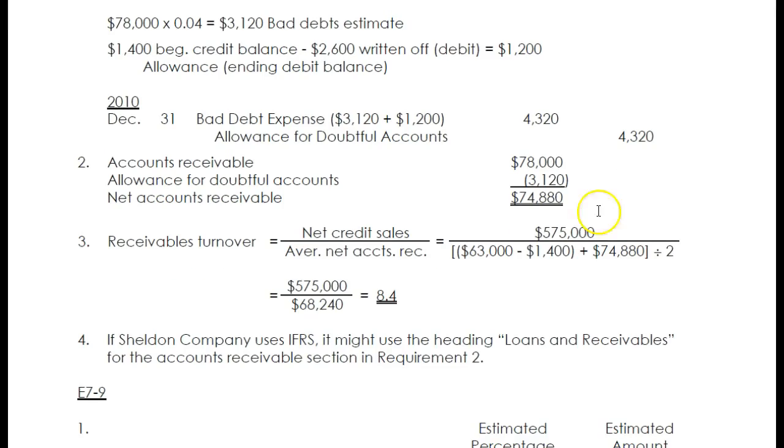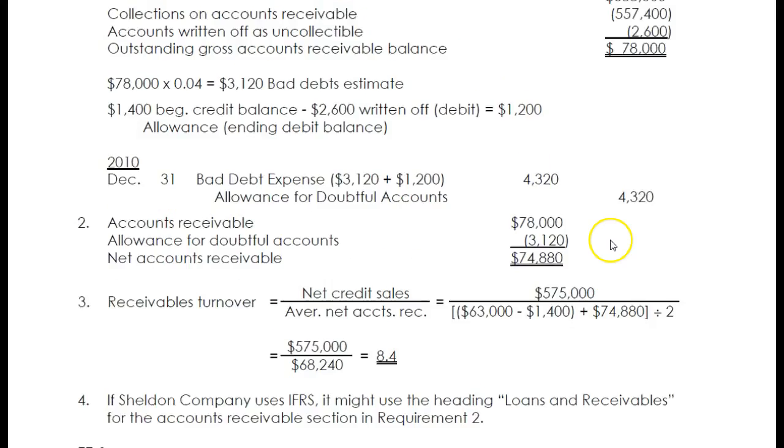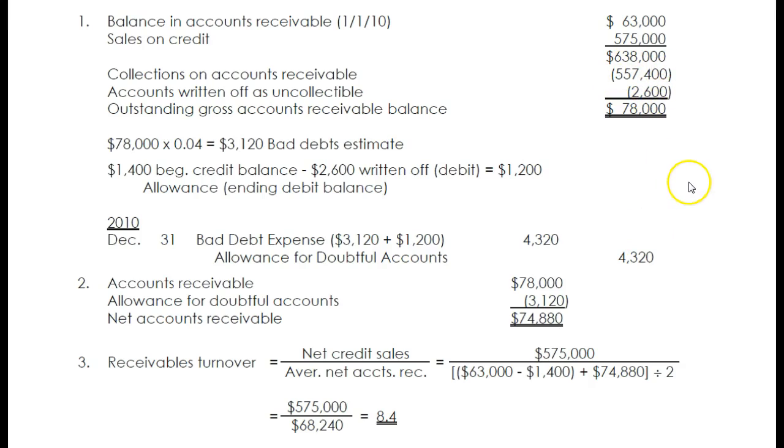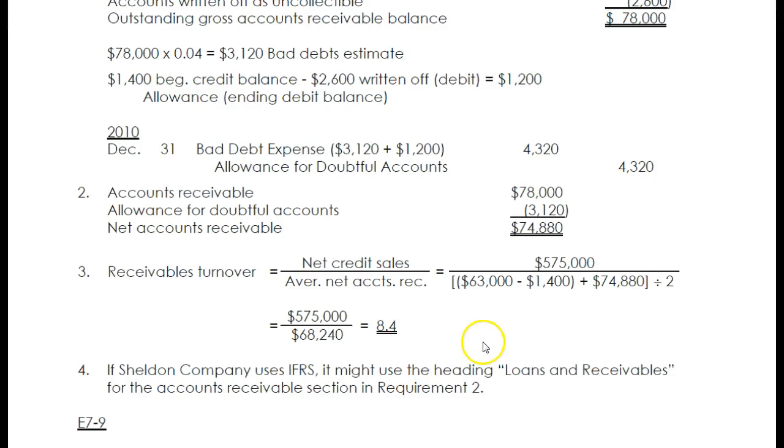The next thing they asked then was receivables turnover. Well, that was kind of easy. We had $575,000. That was our net credit sales, right? And we're going to find the average net accounts receivable. So that's going to be, I believe they must have given us a 63 beginning number, minus the 1,400, plus the 74,880 here, divided by 2. And that will give us 575,000 divided by 68,240 to give us 8.4.